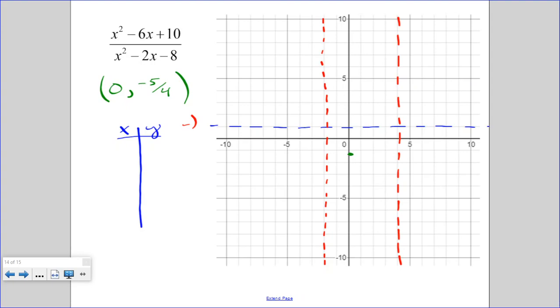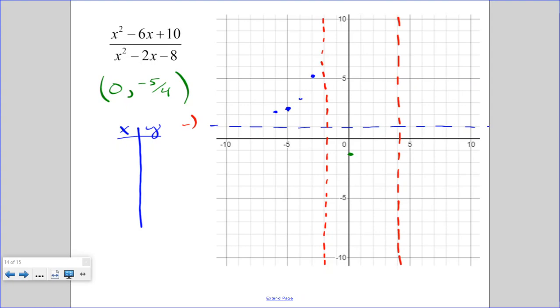At negative 6, there's one that's just above 2. At negative 5, there's one that's at about 2.4. At negative 4, there's one at 3 and 1/8. At negative 3, there's one at about 5 and 2/7.